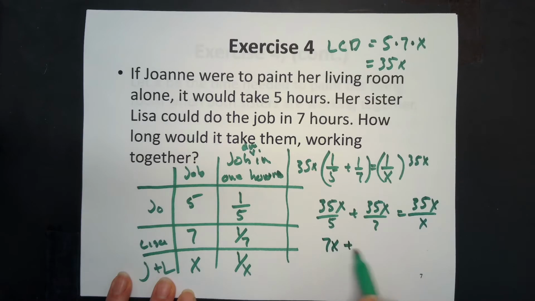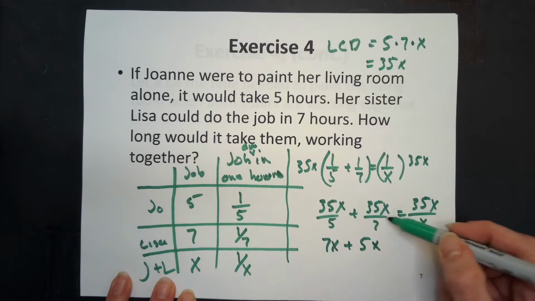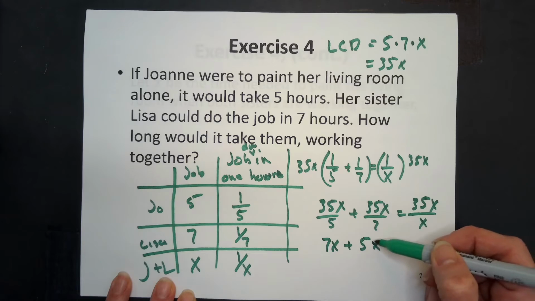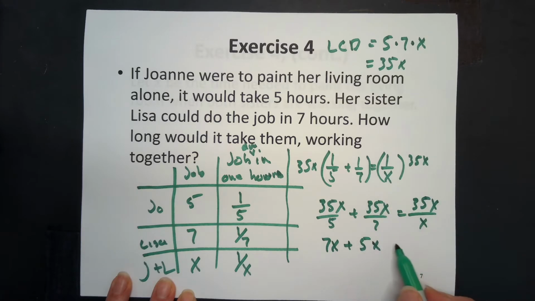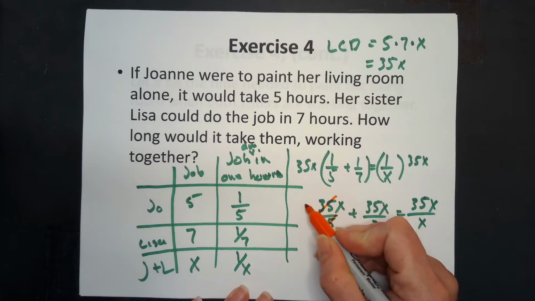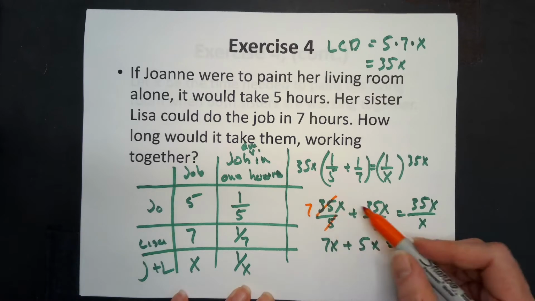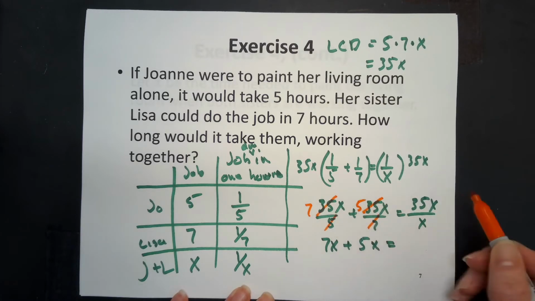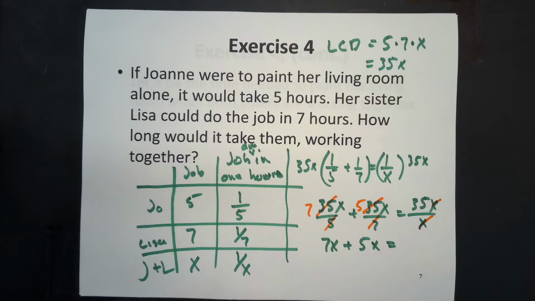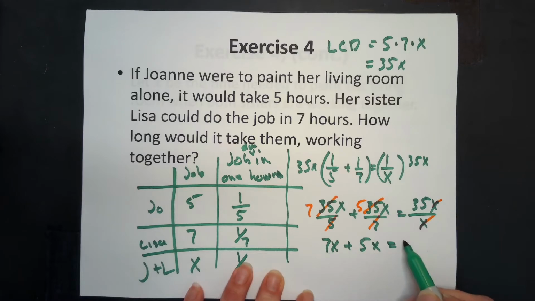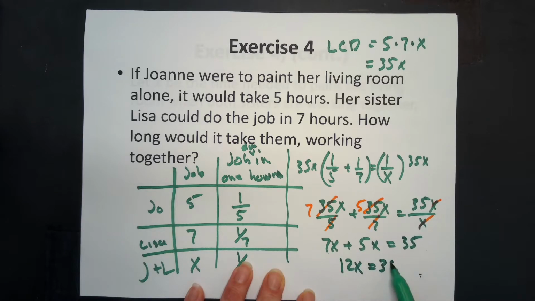So I'm going to get 7x plus 5x, because that 35x over 5 is going to give me 7x. 35x over 7 gives me 5x. And my x's cancel here. So that's 7x, 5x. This is just going to be 35. So my linear equation now becomes 7x plus 5x equals 35. So that means that I'm going to have 12x equals 35.